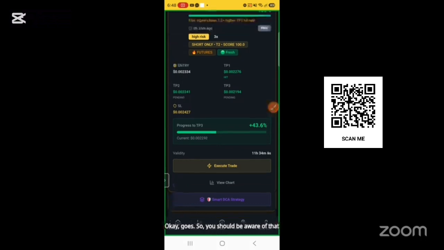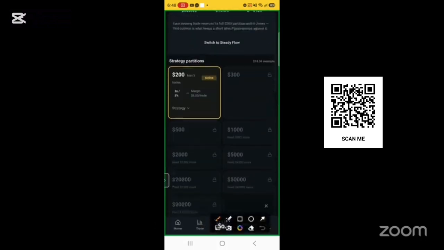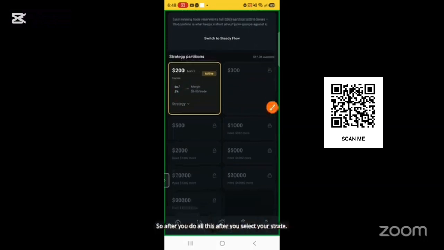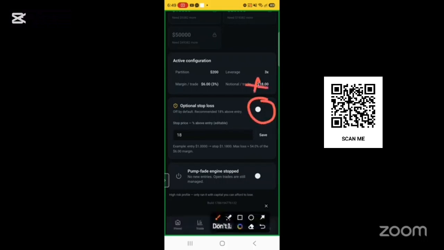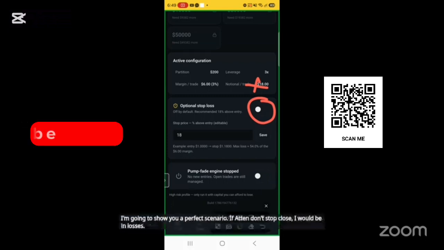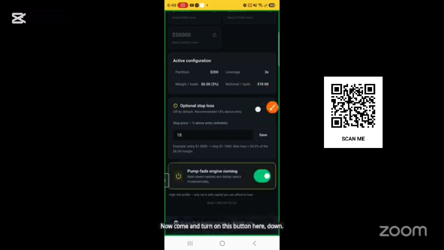Now, I think I've gone far. So after you select your strategy to use, come here down. Make sure, my dear friends, if you don't want to be hitting stop losses, don't put this button. Don't. I beg you. In the name of God, stop loss, leave it. Do not turn it on. I'm going to show you a perfect scenario. If I turned on stop loss, I would be in losses. Now, come and turn on this button here down, and you're done. That is it all.